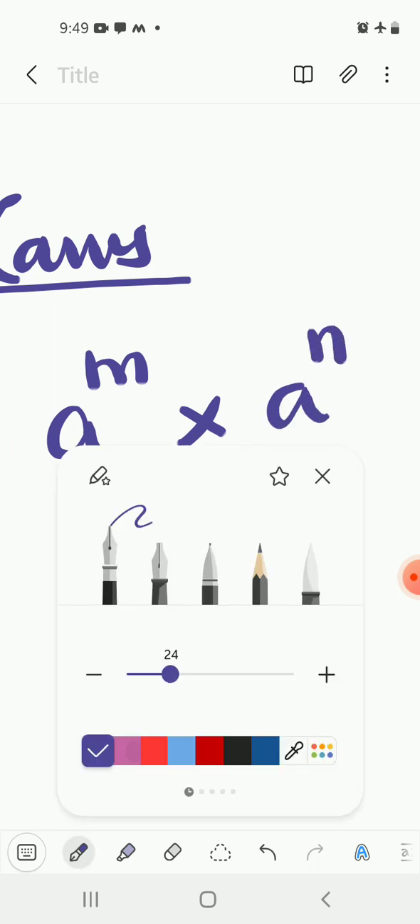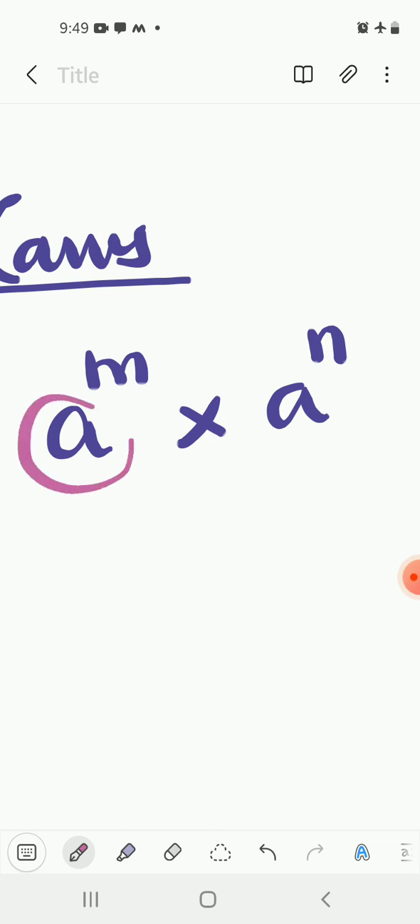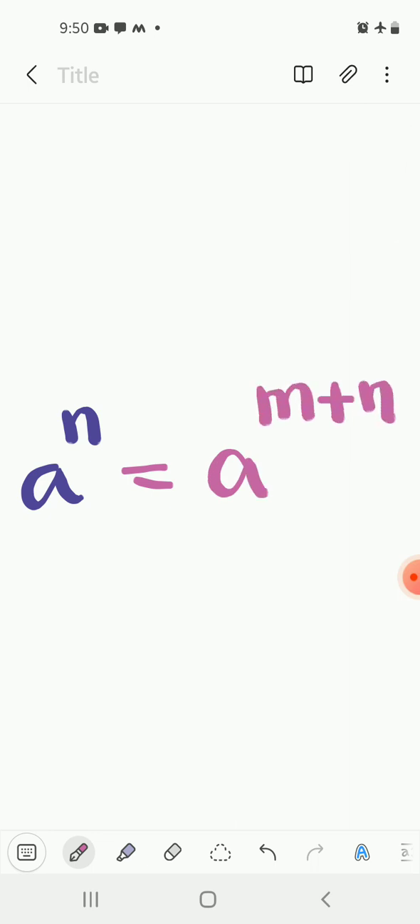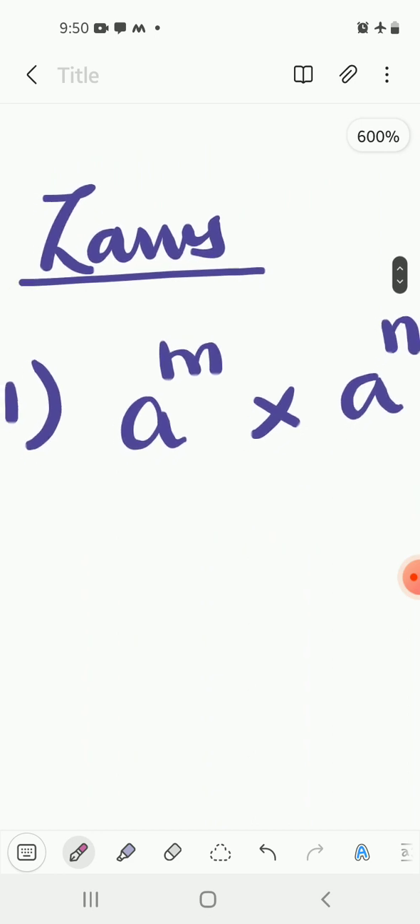You can see over here the base is the same, a. It is the same base, but the powers are different. So whenever the base of a number is the same and the powers are different and we need to multiply the numbers, it can also be written in this manner, that is a, and add the powers, m plus n.